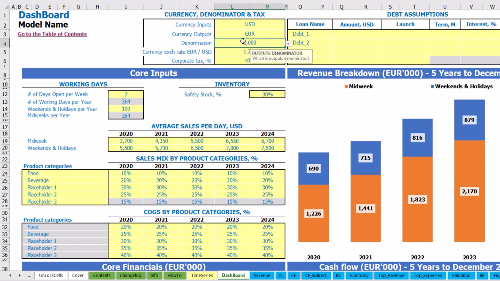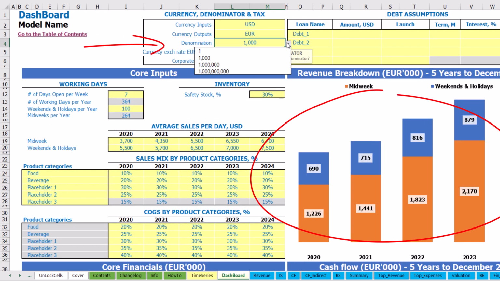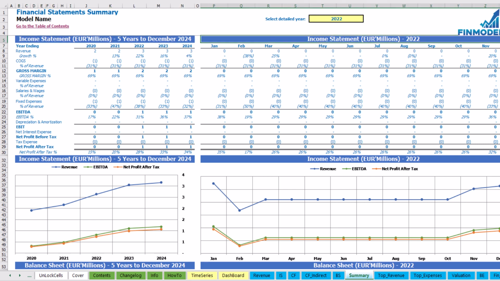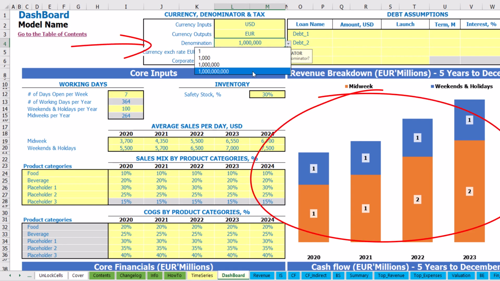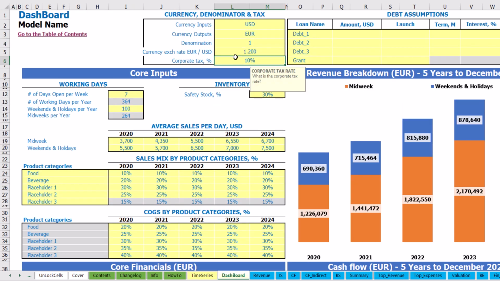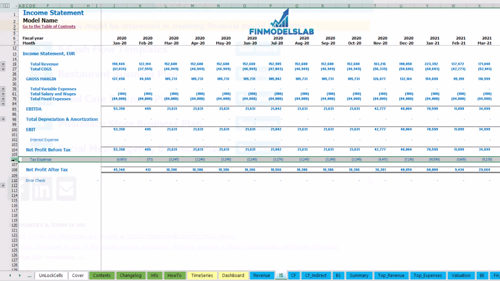Additionally, you have denomination, which means that you can denominate all your outputs on the reports. In this example, the denomination is 1000, meaning that your outputs are denominated by 1000. You can select millions. You may see that now it is in $1,000,000. You can set also billions or no denomination. Additionally, you have corporate tax setup. You can change this number and this will impact tax expenses in your income statement.